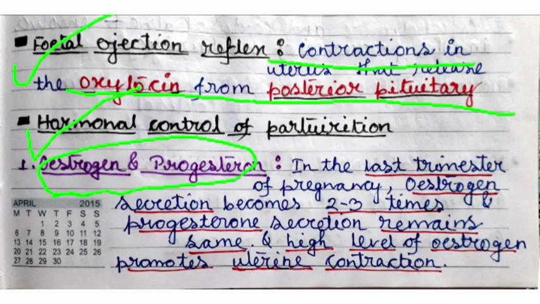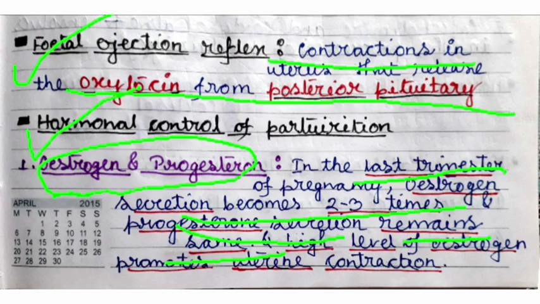During pregnancy, the secretion of both estrogen and progesterone is very high, because both are necessary for maintaining the pregnancy. But in the last two to three months, the last trimester of pregnancy, the estrogen secretion becomes two to three times that of progesterone. The progesterone secretion remains the same, but the secretion of estrogen becomes higher than progesterone secretion. So the question is, what happens in this stage?